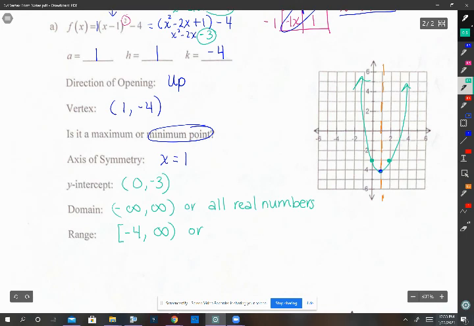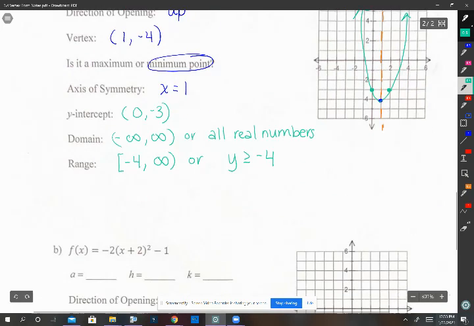And the other way we can say that is our y values, because these are our y's going up. Our y's are going to be greater than or equal to negative 4. And either one of those would be correct, just dependent on what it's asking.